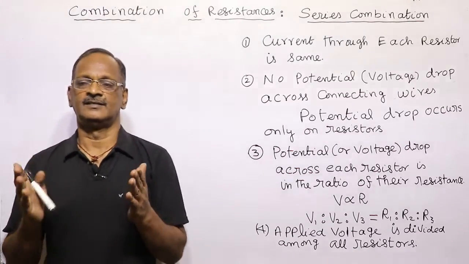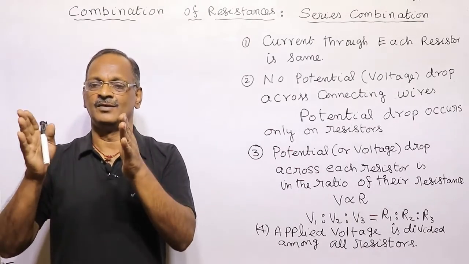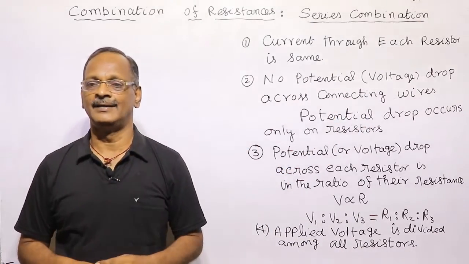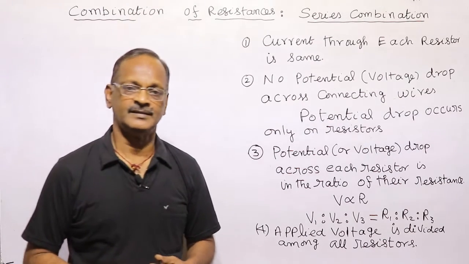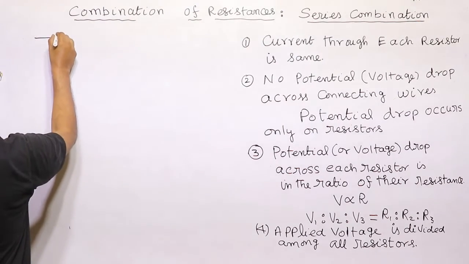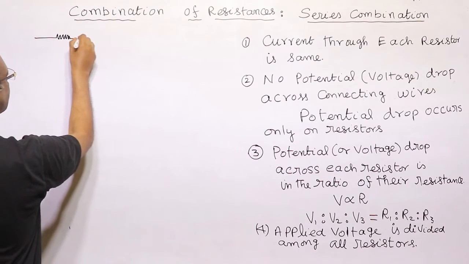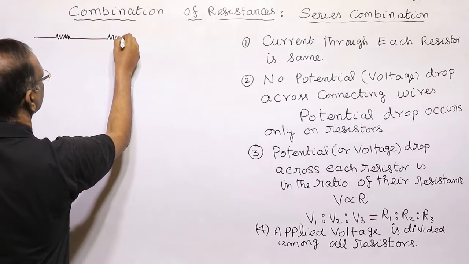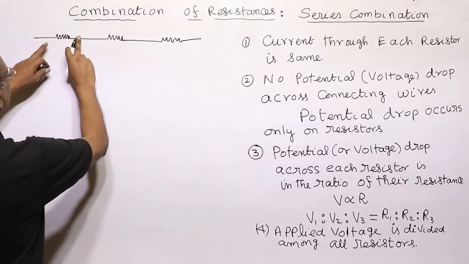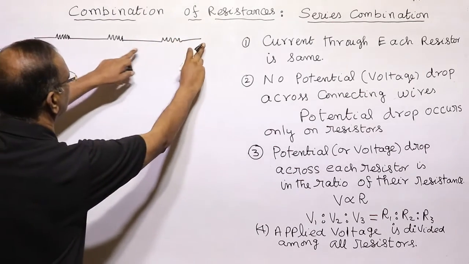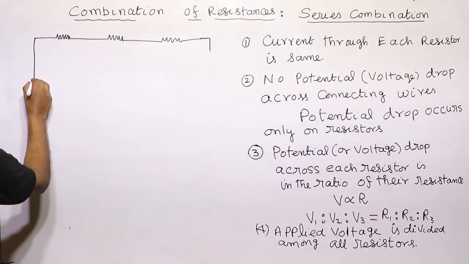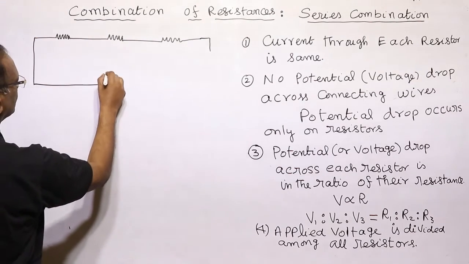Suppose let us take an example of three resistances: one resistance, two resistance, three resistance. If they are connected end to end, then that combination is called series resistance. This is one resistance, second resistance, third resistance, connected across a potential difference.